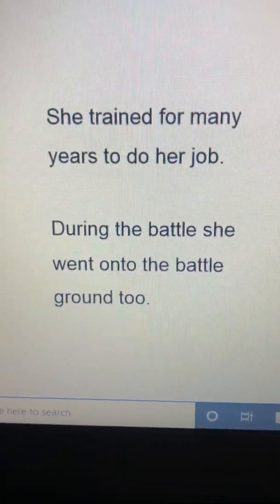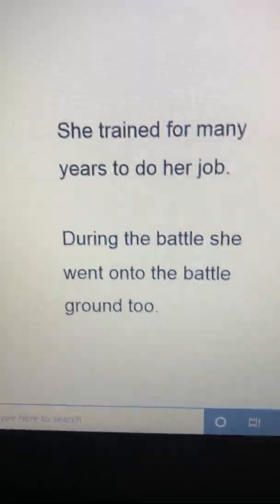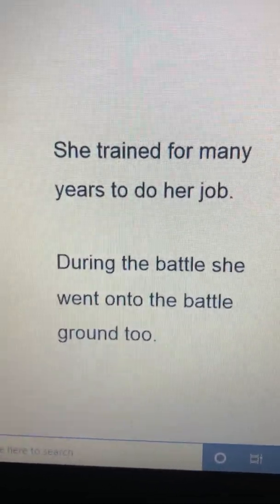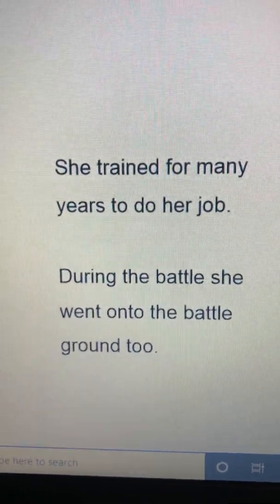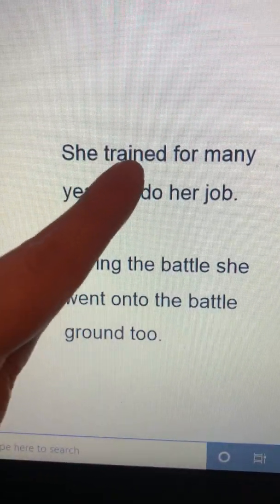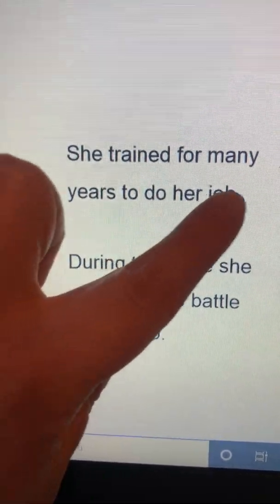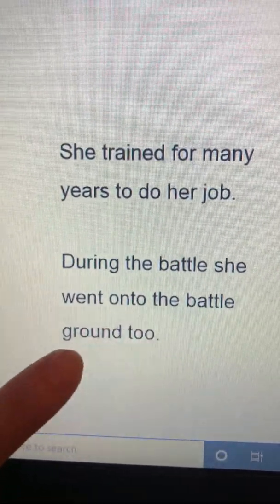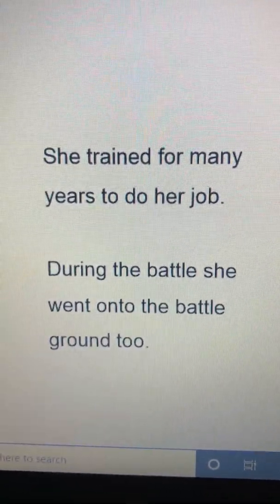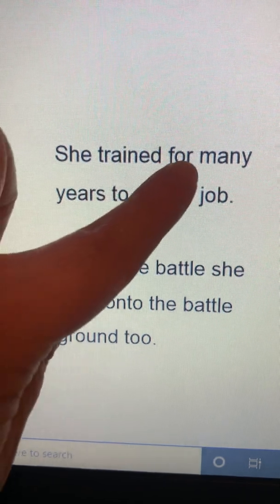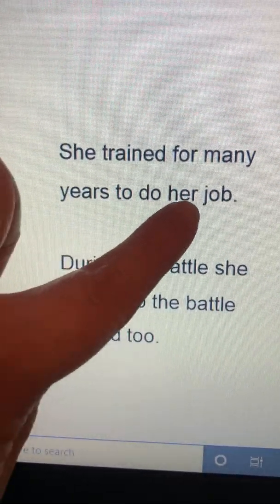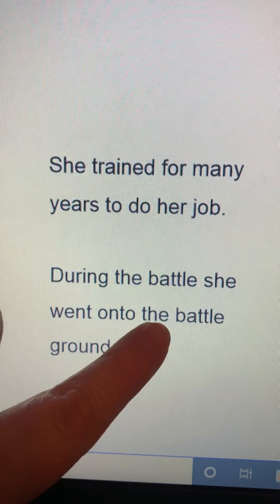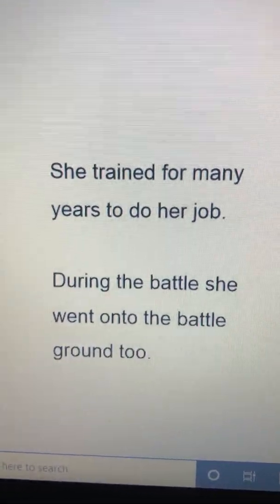So we have two sentences. So once again, just like we always do in active reading, I'm going to read both of the sentences now whilst pointing to the words, and then it's your turn to do the same. Are you ready? She trained for many years to do her job. During the battle, she went onto the battleground too. Your turn. Well done, that was fantastic.